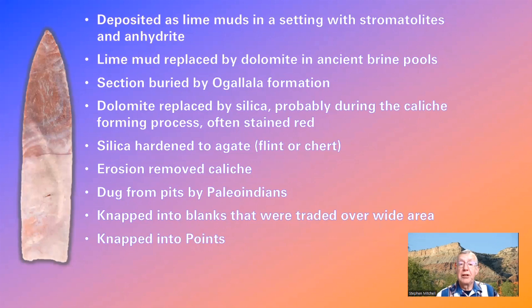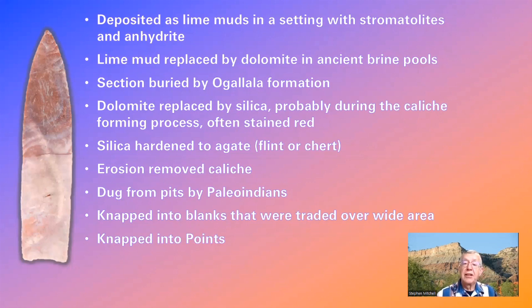It had to be eroded away. So it had to be uncovered. And erosion had to reveal that, but it came through that caliche with time. And then the Paleo-Indians found it. They dug pits around so that they could excavate it. They would knap it. They would break it into these blanks, and the blanks could be traded over a broad area.